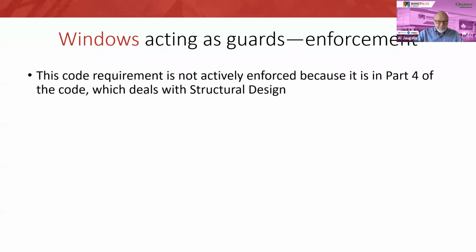So regarding enforcement, generally we're not finding this being actively enforced because it's in part 4 of the code. This requirement for walls to act as guards and for windows in walls to act as guards is in the structural part of the code. So generally, building officials are not monitoring part 4 compliance issues. Part 3 of the code does point you to part 9 for within dwelling units, so you would think this would be considered even in large buildings, but it doesn't seem to be.